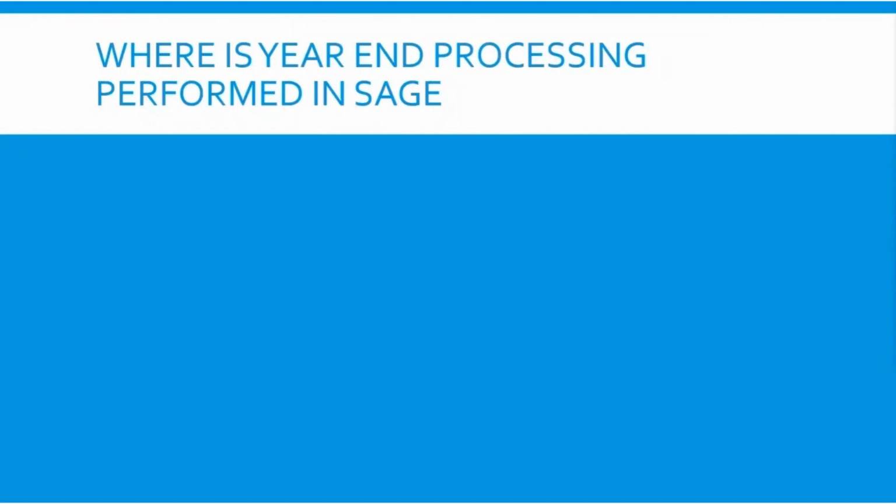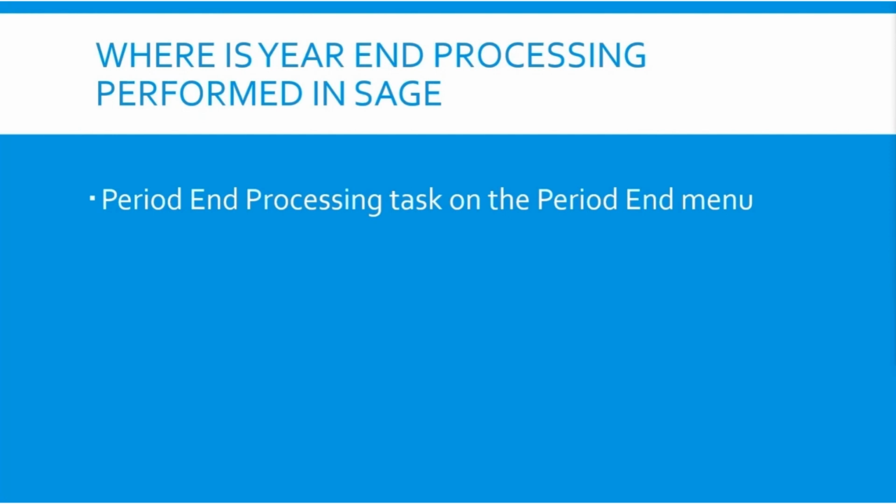So thank you. I think the next topic is where year-end processing is performed in Sage. We know that we're going to do it by module. So where do you perform the action to do that? Yeah, good question. We kind of talked a little bit about this. The year-end processing happens in the same place that period-end processing happens. There is a period-end task menu option in each module, and there's a period-end processing option on that menu.